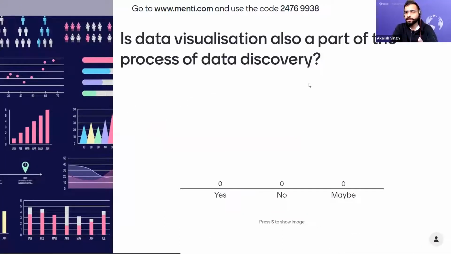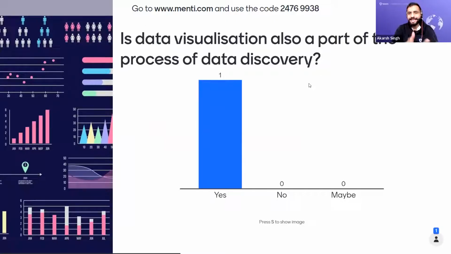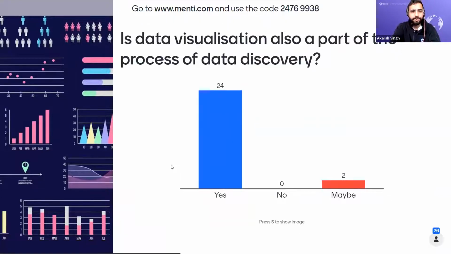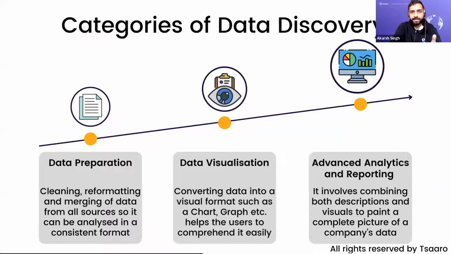Come on, guys, let's do this quickly and move on, right? So, do you think yes, no, maybe? Is data visualization a part of the process of data discovery? Yes or no? Okay. So yes, data visualization is part of data discovery. Okay. Let's come to it and talk about it, right? Answer is yes, by the way.